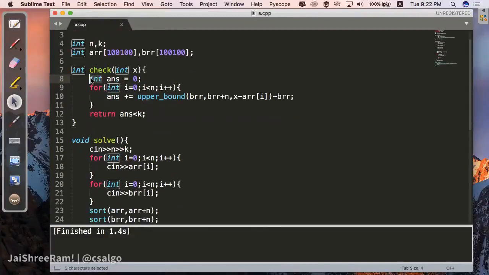Make sure that you keep these things in long, because note how many pairs there can be. How many total pairs are possible? 10 to the power 10, right? So this sum can go up to 10 to the power 10, so you need to keep these things in long. Be sure about thinking about these things when you are implementing questions.